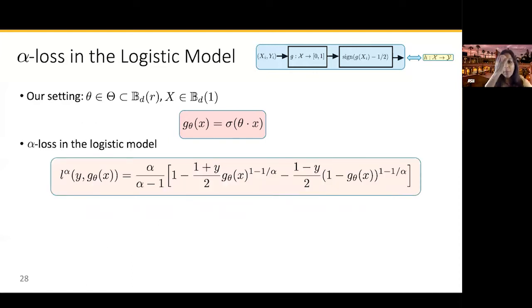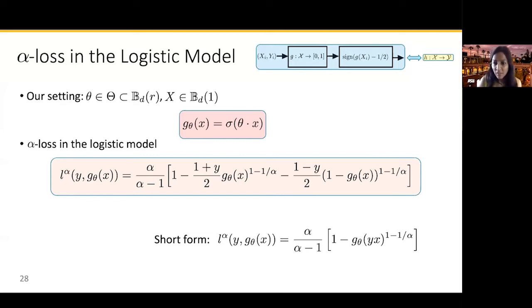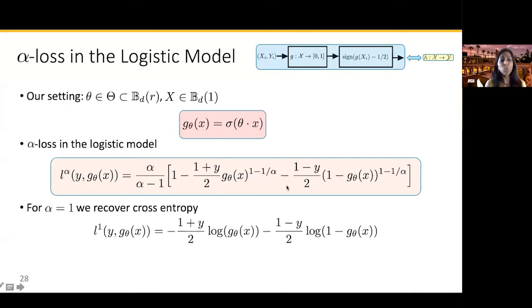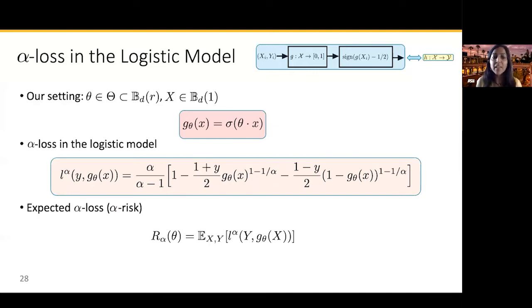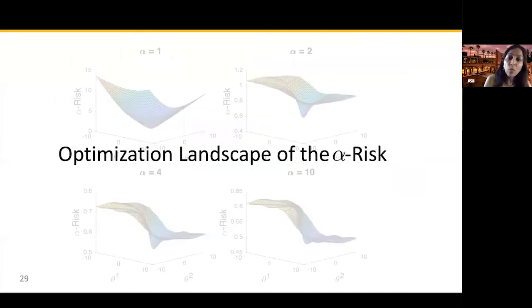Okay, so if you plug in this logistic model, you get this loss function. Effectively, that's equivalent to taking your probability, which is your g theta. This is now written in a margin-based form. And then you raise it to this power and you expand it, you get this. For alpha equals 1, you basically recover cross entropy. And the expected risk is, of course, if you knew the true distribution, over all the samples in the distribution. Okay, all right. So what I'm going to walk you through in the next half of the talk is how the optimization landscape of the expected risk changes as you change alpha.